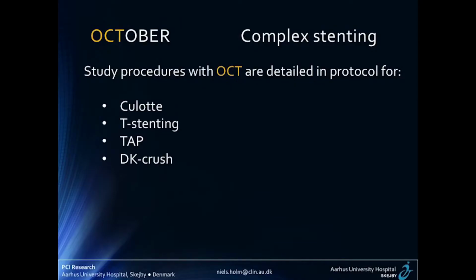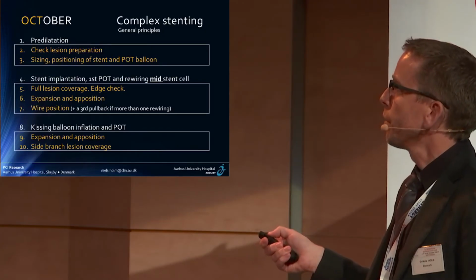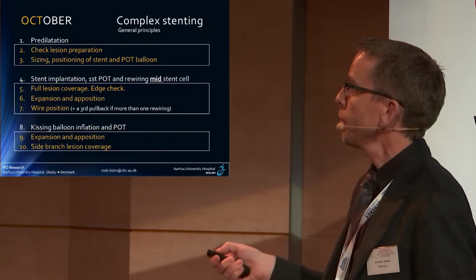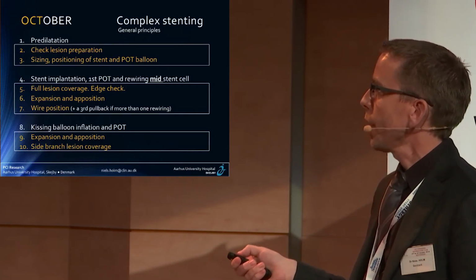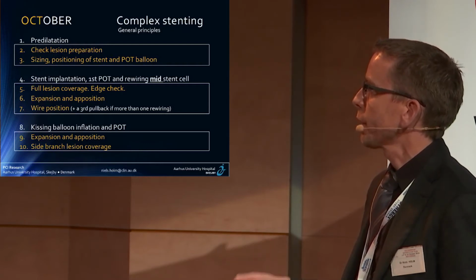If we look at the two stent techniques, we will have detailed protocols for culotte, for T-stenting, for TAP and DK crush. The structure for treatment with OCT guidance in two stent techniques is very similar to one stent techniques, but of course these are general principles, because the two stent techniques are so different. We here recommend rewiring a mid-stent cell if it's possible, to avoid abluminal rewiring of the side branch stent. And then, of course, if you have more than one rewiring, you will add pullbacks accordingly.